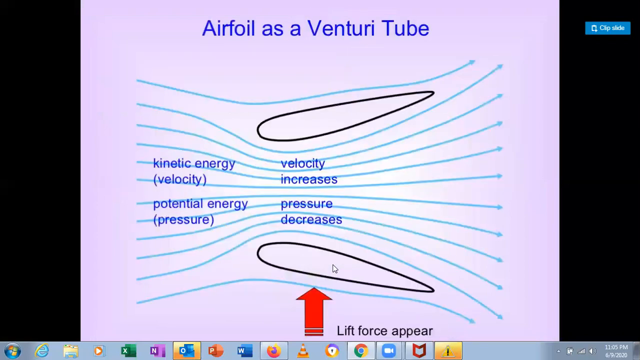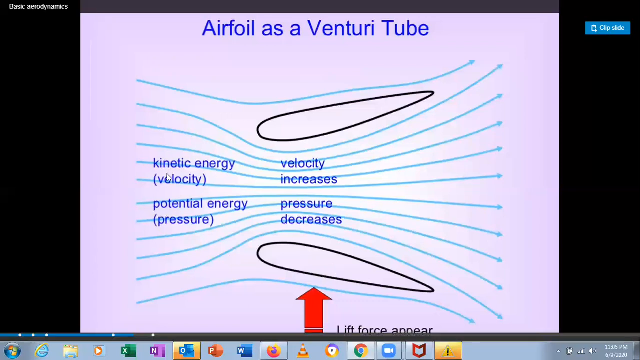We can see here the airfoil as a Venturi tube. See here the kinetic energy, it obeys the Bernoulli principle, that is kinetic energy is the velocity, potential energy is the pressure, and velocity increases as the pressure decreases. You can see here this is the upper surface where the flow goes over the airfoil, somewhere it reaches a streamline, we'll call. These are all the streamlines which are passing over the airfoil.